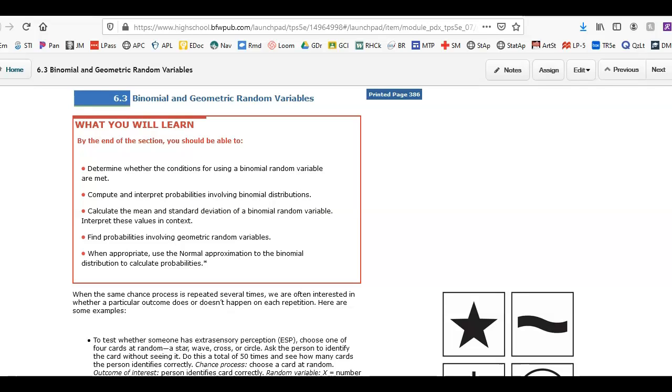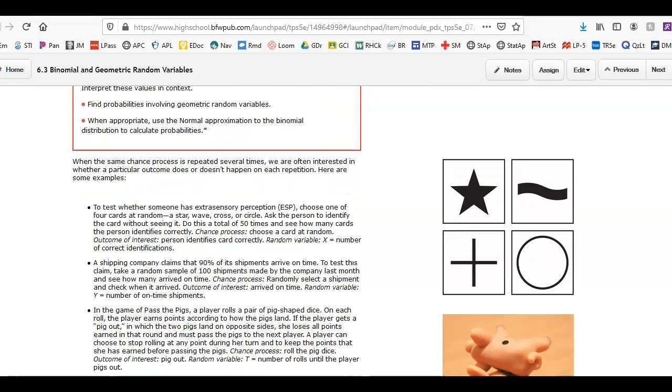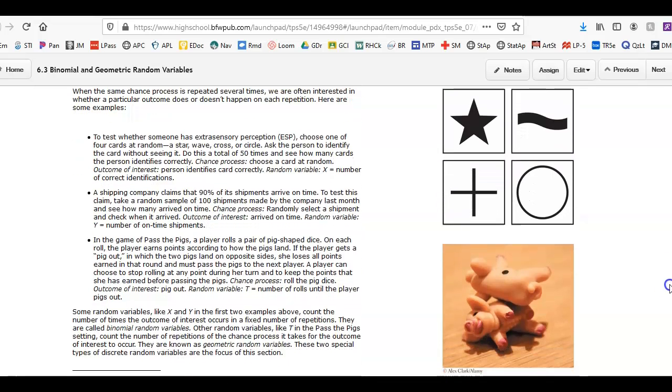All right, in this video, I'll be covering section 6.3, probably just the first half of it. We're going to talk about two different types of random variables, binomial and geometric, and how to calculate means and standard deviations of each. So we have to first be able to identify what is a binomial random variable and what is a geometric random variable. They go through a couple of examples here.